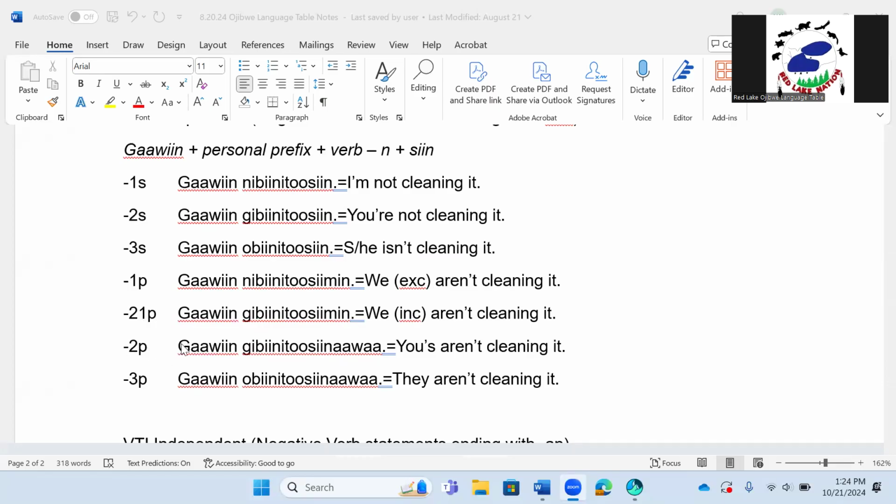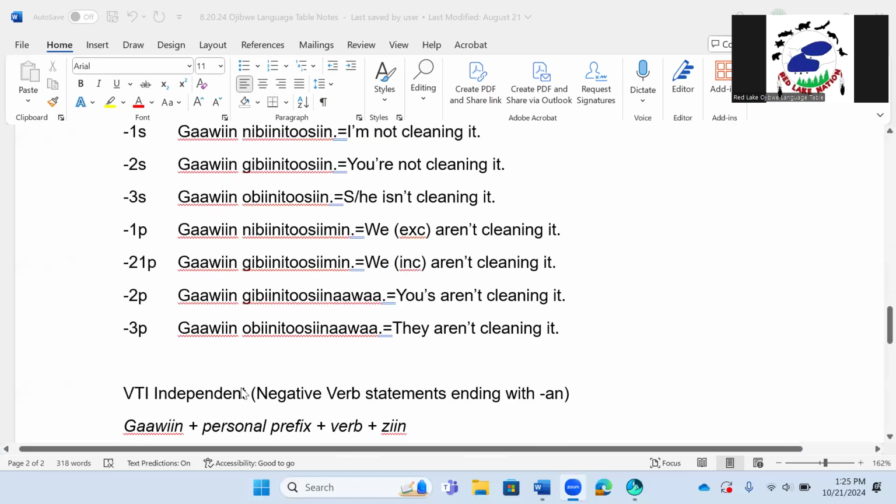Negative 2P, you all aren't. Gawin gibizhitusi nawa. Yous aren't cleaning it. And our final example here is negative 3P, talking about they aren't. Gawin obizhitusi nawa. They aren't cleaning it.